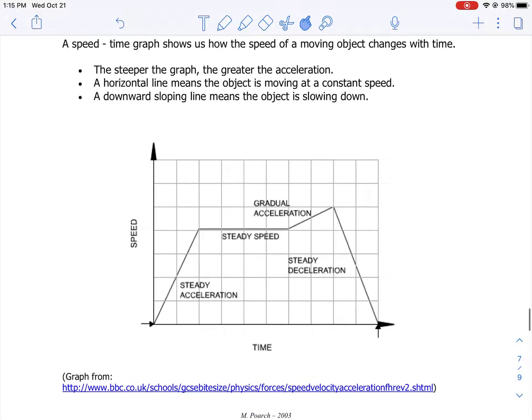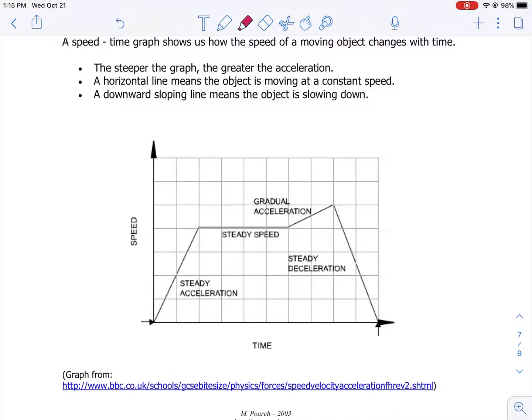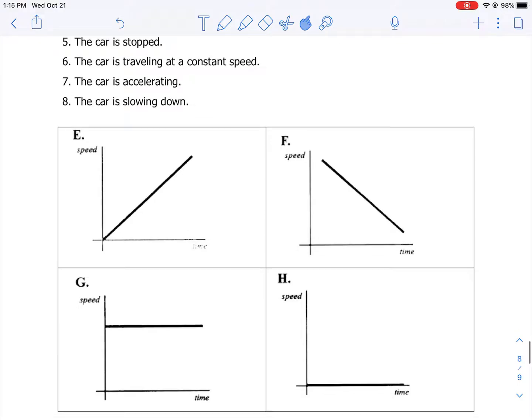So let's look at some examples. It shows us here that this shows a steady acceleration, a straight line, a horizontal line shows a steady speed, a small slope shows a gradual acceleration, and then when you go down like that, it shows deceleration or speed decreasing. So let's look at some examples here.